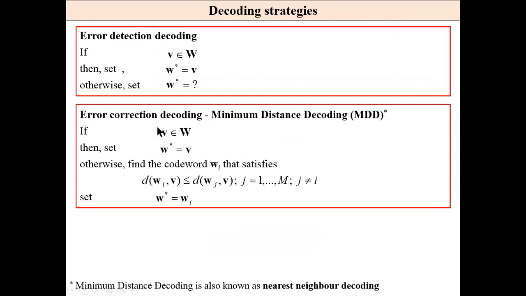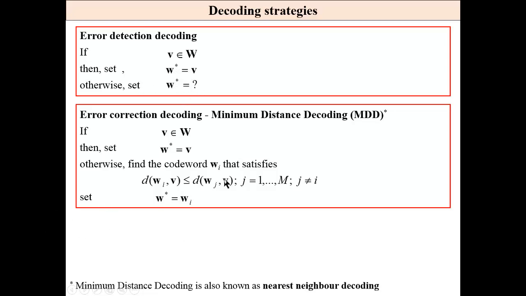Decoding strategies. First, error detection decoding. We assume that we are only detecting errors, not correcting. So simply we check whether the received word is a code word. If so, then we set W star equal to V. If not, then W star is the question mark.